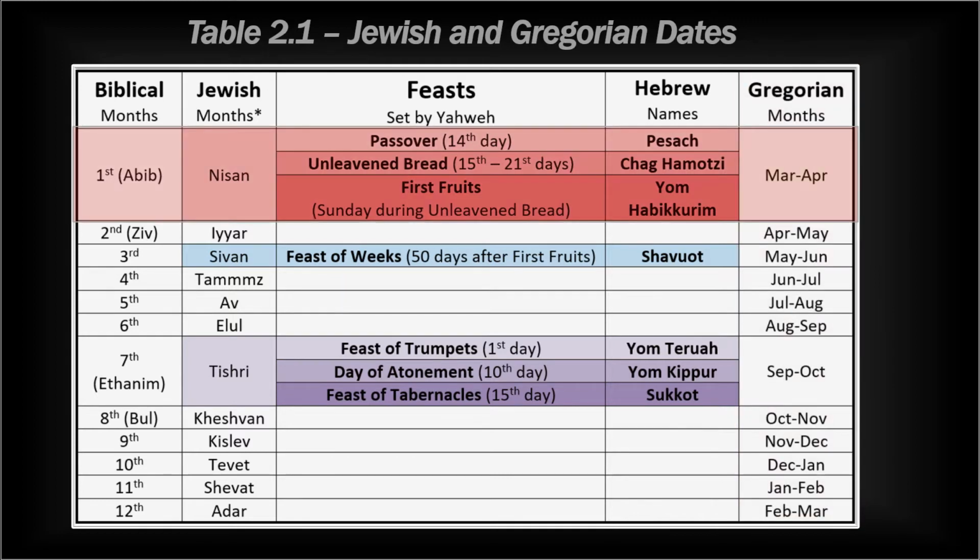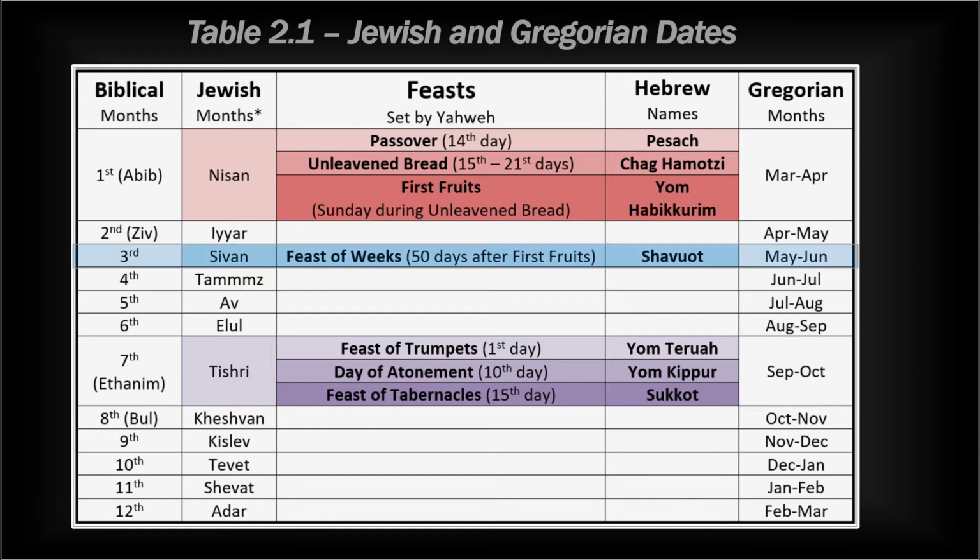Now the first 3 feasts happen all together in the month of Nisan, which occurs in March or April. The first of these is Passover. It is a one-day feast that happens on the 14th of Nisan. The second feast is unleavened bread. This is a 7-day feast which begins the day after Passover and continues for a whole week. The third feast is called First Fruits and is also a one-day feast. It occurs on the first day after the Sabbath during the Feast of Unleavened Bread, or more simply, the Sunday during the Feast of Unleavened Bread.